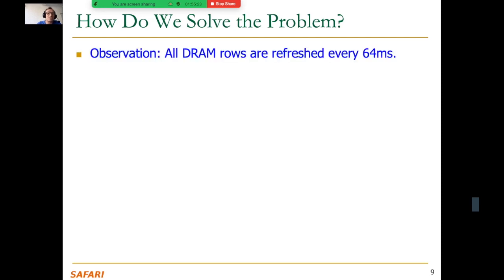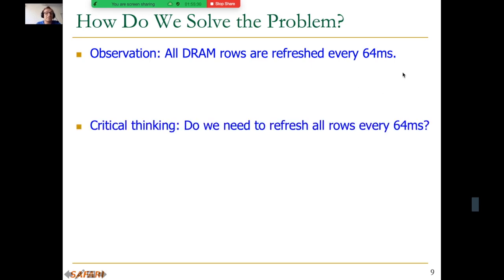So, okay, now we see at least the high-level trends. The question is, how do we solve the problem? So I'm going to give you a little bit more observation. The observation is that all DRAM rows are refreshed every 64 milliseconds. So one critical thinking that you may do, seeing this, is: do we need to refresh all rows every 64 milliseconds?